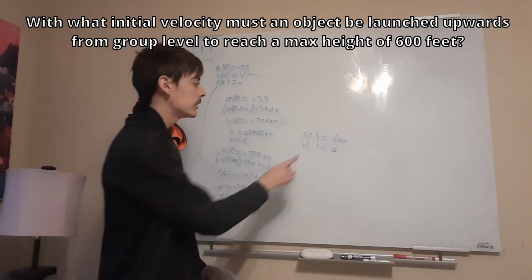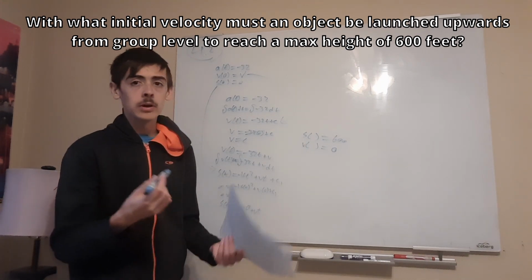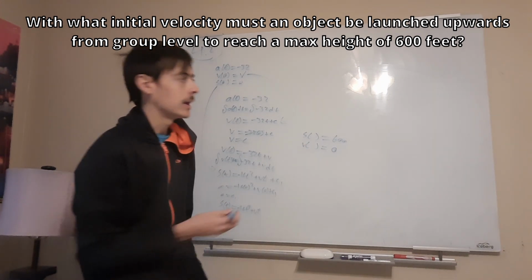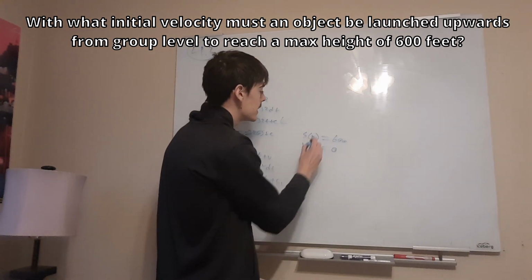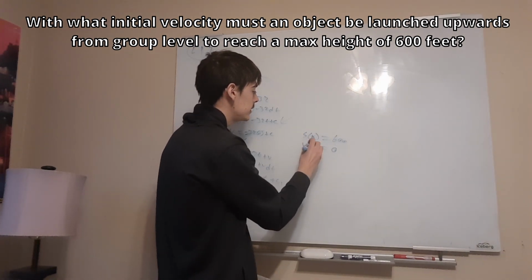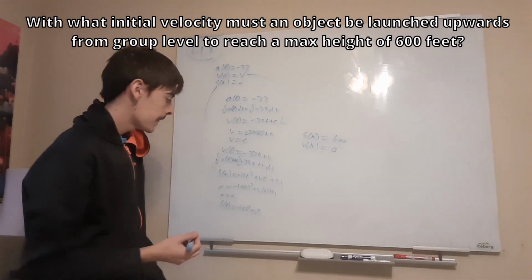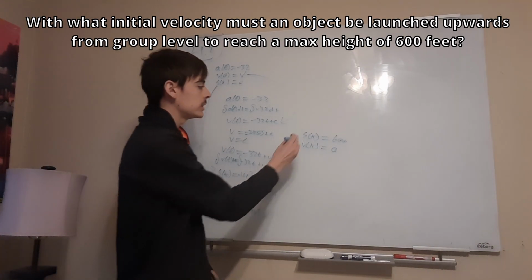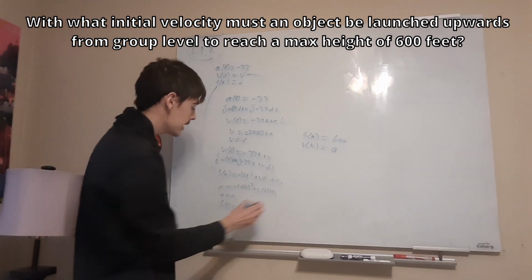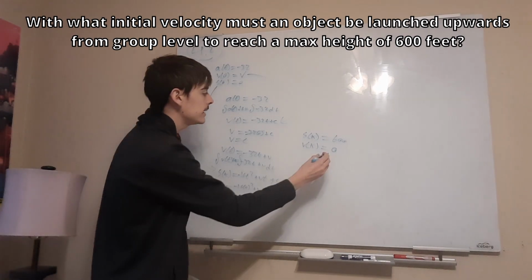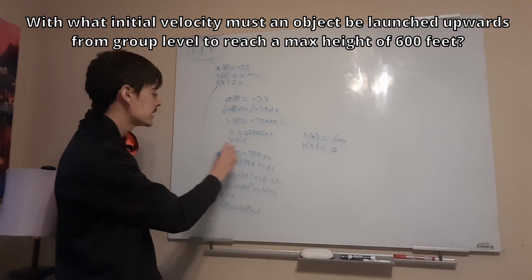And so, we don't know what these values are, so we're just going to call it s of something and v of something. I'm just going to call it k. So s of k equals 600, and v of k equals 0. k is just some point, we don't know what it is yet. But what we could do now is use these. We could plug s of k into our position function, and v of k into our velocity function.